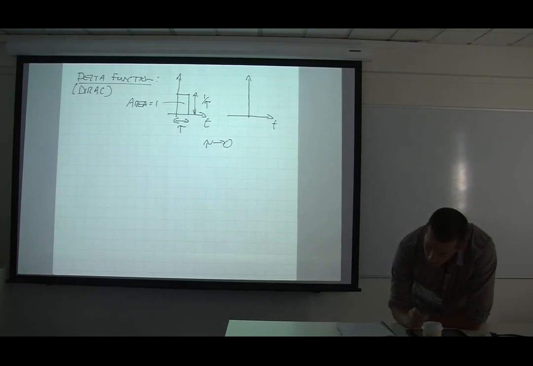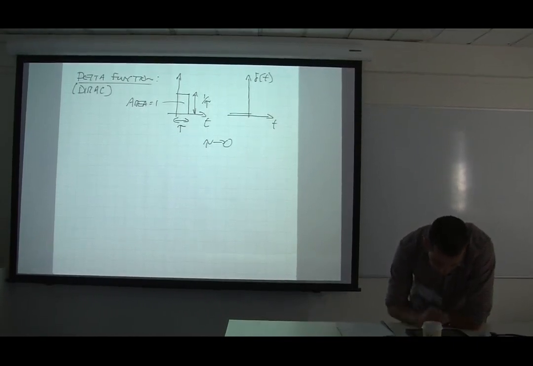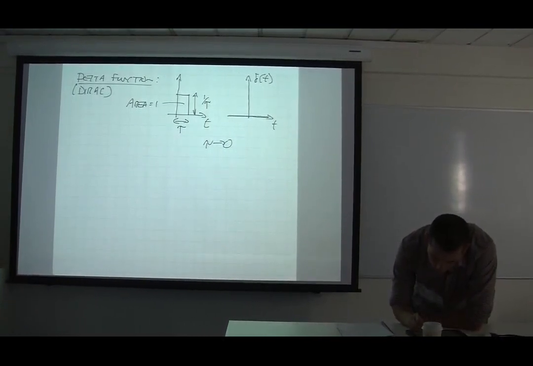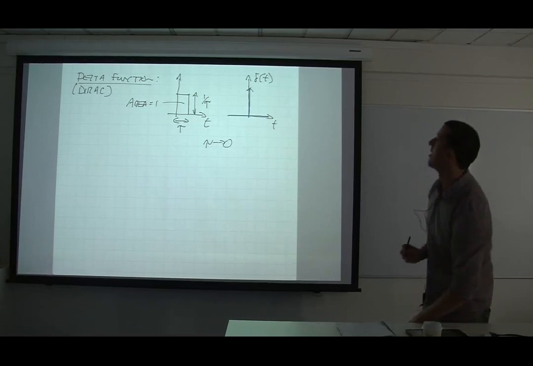So I'm going to draw my usual axes. This is the function delta of tau. Maybe I'll switch color. It is 0 everywhere, except for at this one point where it heads off to infinity.